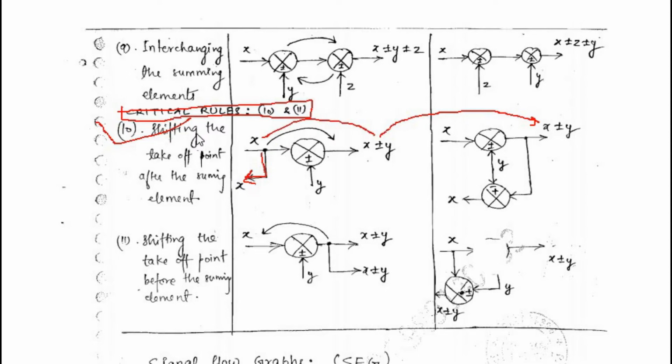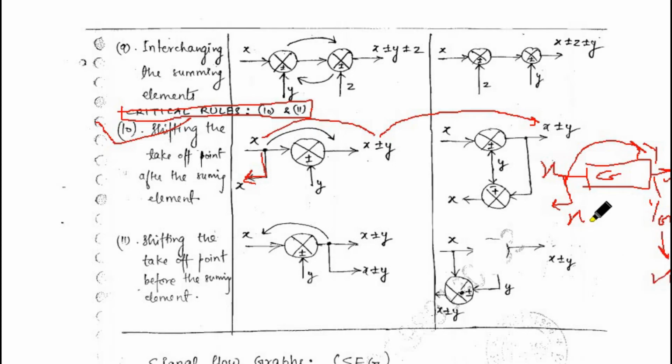Now what you are doing is just shifting the takeoff point after the summing point. If you are able to recap, one rule is there: this is a gain plant, gain transfer function g, and this is a summing takeoff point x. This is the input point x and this is the output point y. In that case, you are transferring this takeoff point. At that time, you are making it 1 by g, and you are taking simply output x. So here it is not a transfer function.